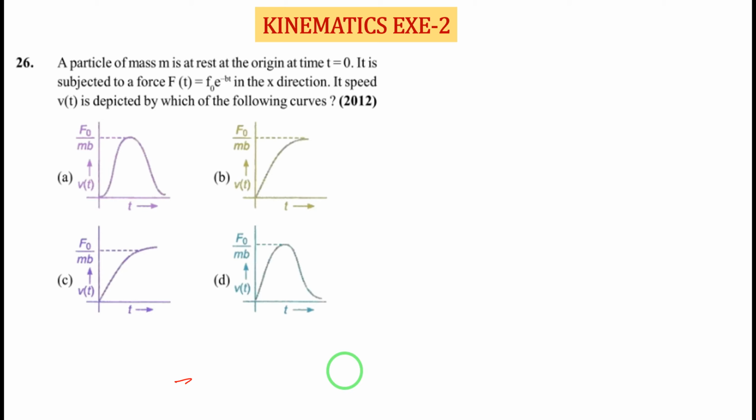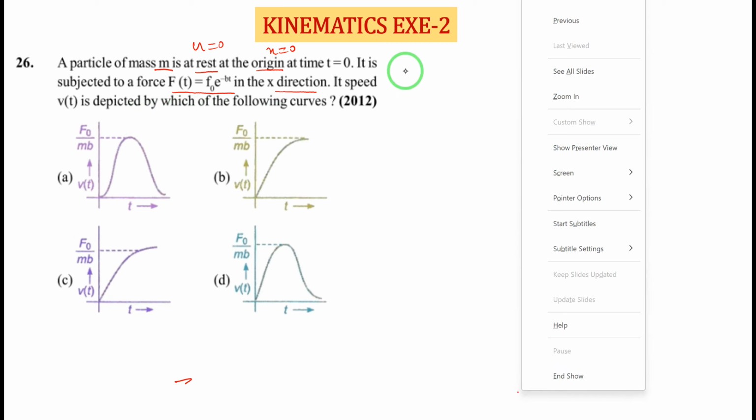Okay, in question number 26, given is a particle of mass m at rest. So initial velocity is 0 and at origin at t equals 0, so x is also 0. It is subjected to a force F naught e to the power minus bt in the x-axis. So the speed is depicted by which of the following curves?